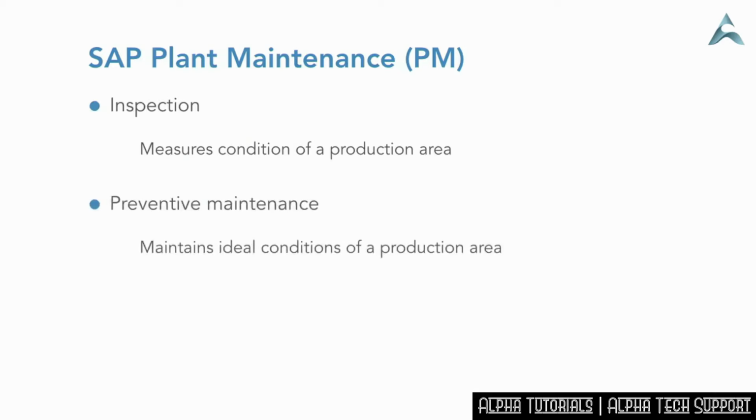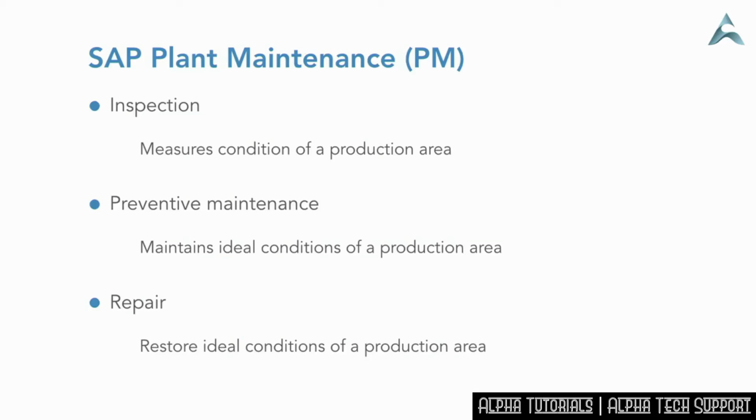Similar to how an oil change in your car keeps everything in good working order, preventive maintenance in SAP ensures the work areas are kept in the best condition possible. Finally, we have repair. Repair functions are used to restore the ideal condition of a production area. Functionality here allows immediate response to an event that causes a production shutdown.